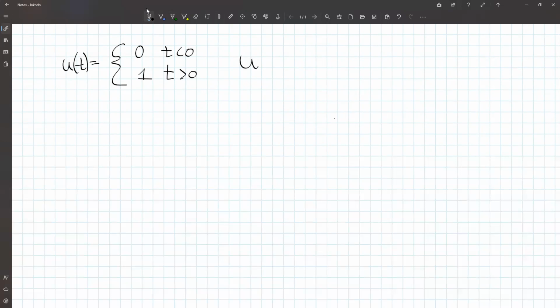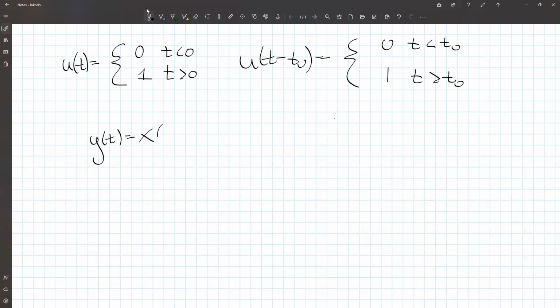And if we wanted a time delayed version, that's 0 for t less than t naught and 1 for t greater than t naught. A good way to think about the unit step is that all it does is turn something on or turn something off. If I had some signal y of t equal to x of t, where x of t has non-zero values from negative infinity to positive infinity.